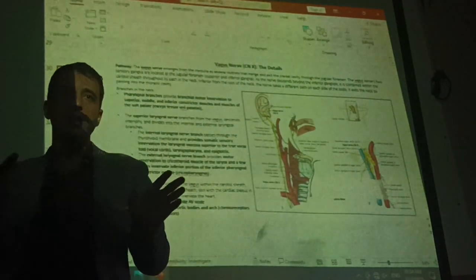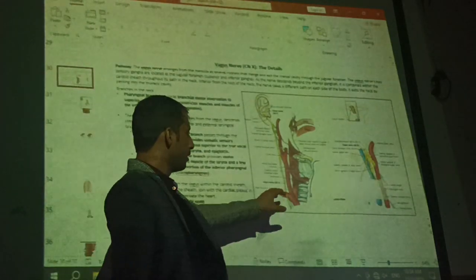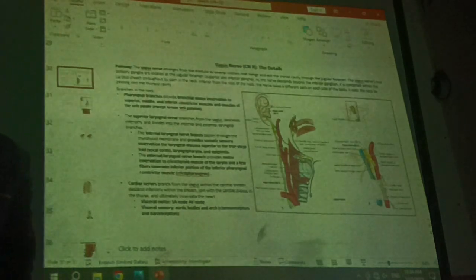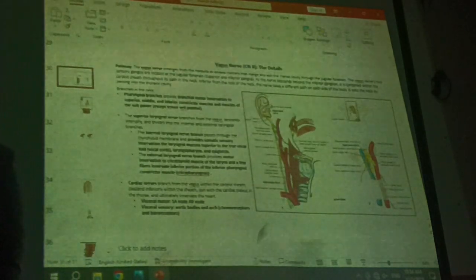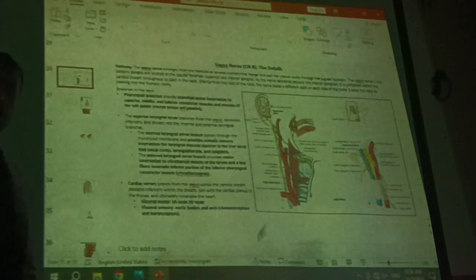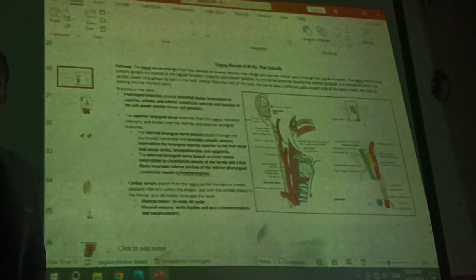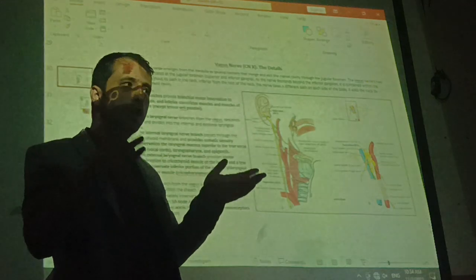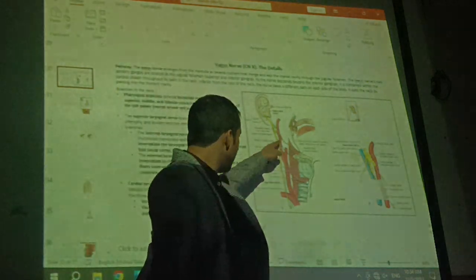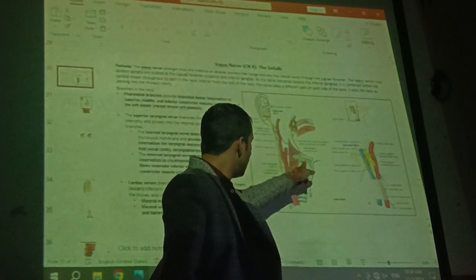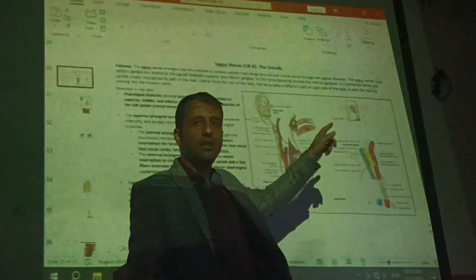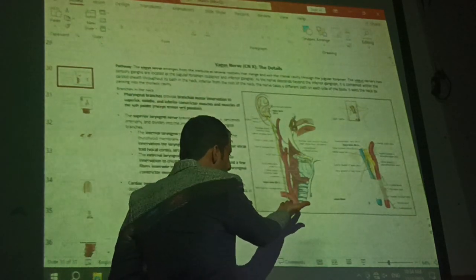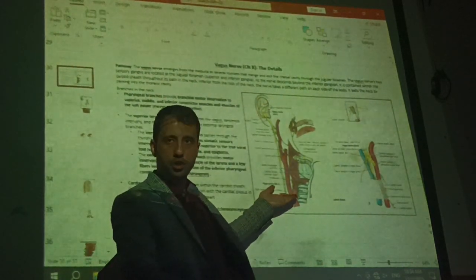Okay? And it innervates the sensory part of the larynx inferior to the vocal cord. Superior to the vocal cord is innervated by the internal laryngeal nerve. I said that here at this level, we have the superior laryngeal nerve. Okay, and at this level we have the inferior laryngeal nerve.